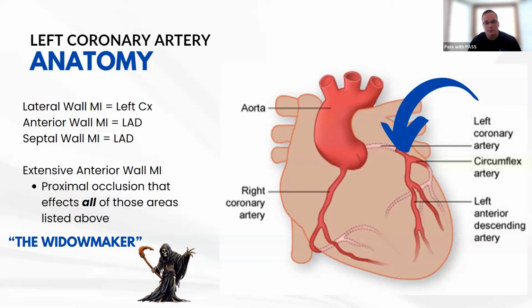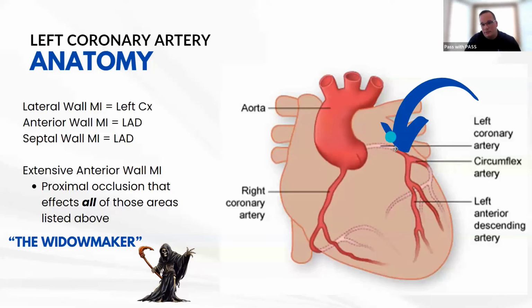So this all comes from a proximal occlusion of that left coronary artery. If you see where this arrow is pointing, if I put a clot right there, I'm going to block everything downstream of that. So I'm going to block my circumflex artery, which supplies my lateral wall and my posterior leads, which we're not talking about today, and my left anterior descending artery, which supplies V1, V2, V3, V4. So my septal and my anterior walls.